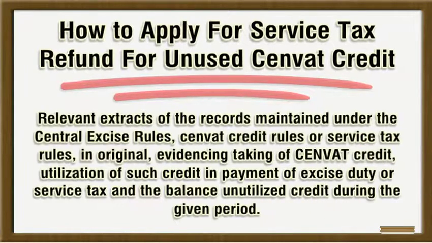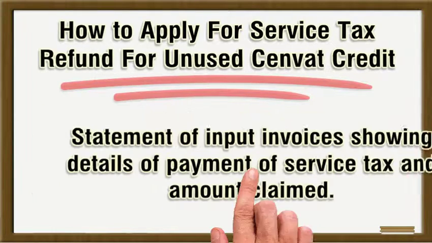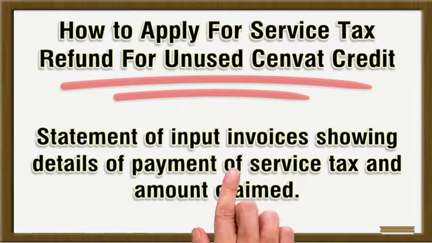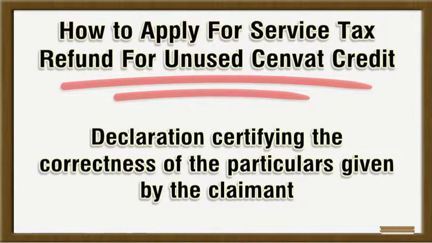Relevant extracts of the records maintained under the Central Excise Rules, CENVAT Credit Rules or Service Tax Rules, in original, evidencing taking of CENVAT credit, utilization of such credit in payment of excise duty or service tax and the balance unutilized credit during the given period. Statement of input invoices showing details of payment of service tax and amount claimed. Declaration certifying the correctness of the particulars given by the claimant.